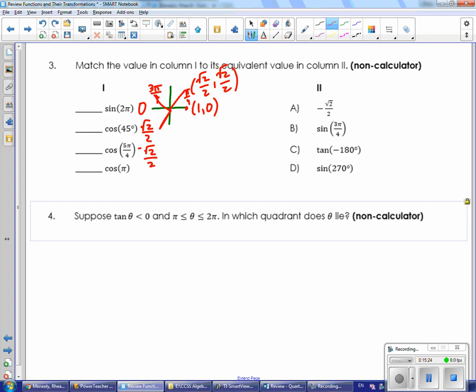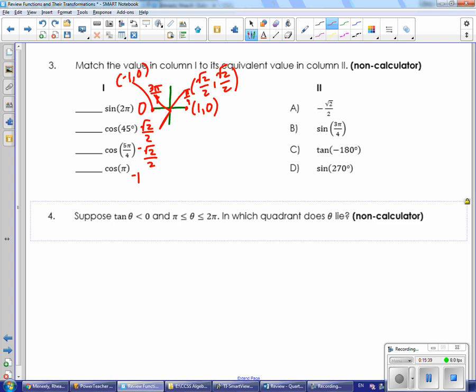And then the last one asks me to find the cosine of pi. Well, pi is right here, and so the coordinates of that point are going to be -1 and 0. And the cosine then is just going to be -1. So now that I have all those evaluated, I want to go into column 2 and do the same thing.